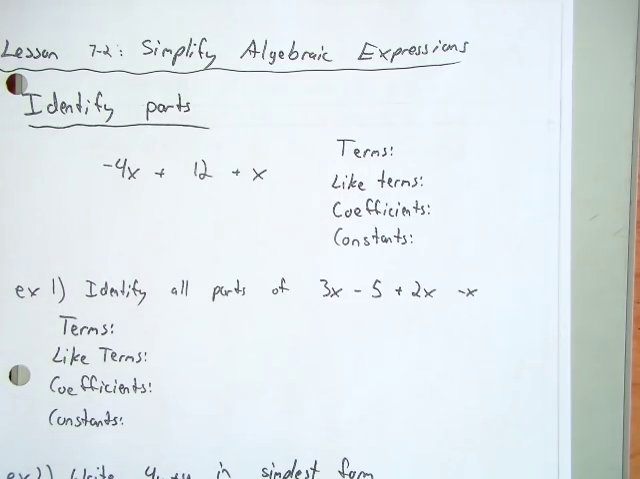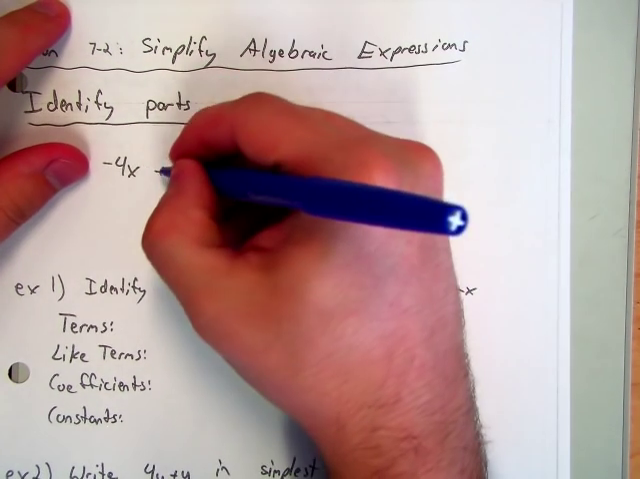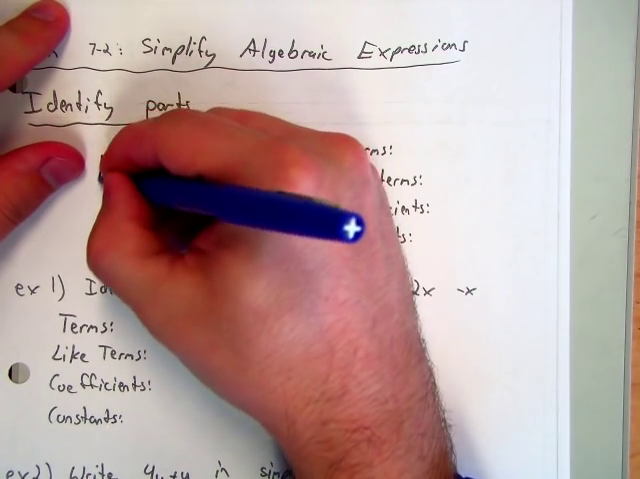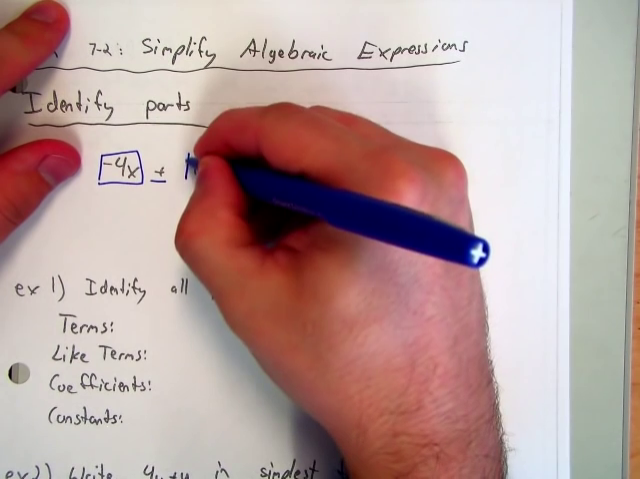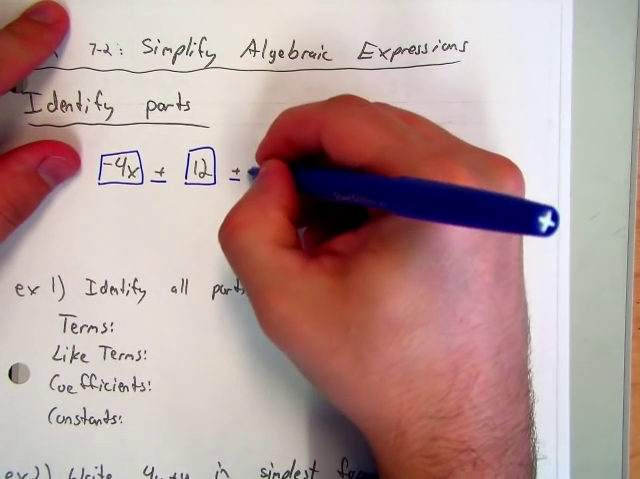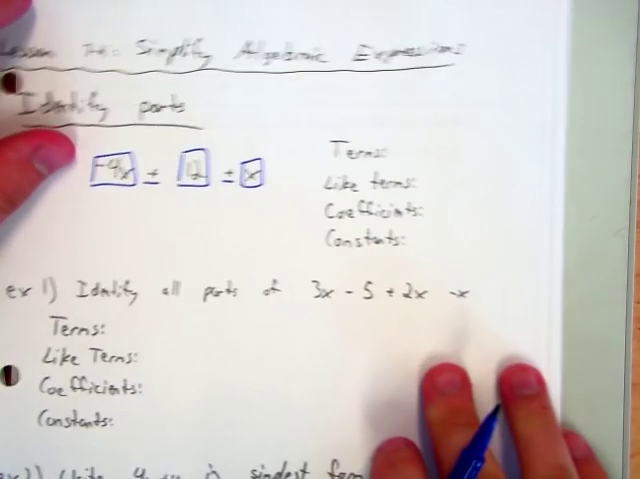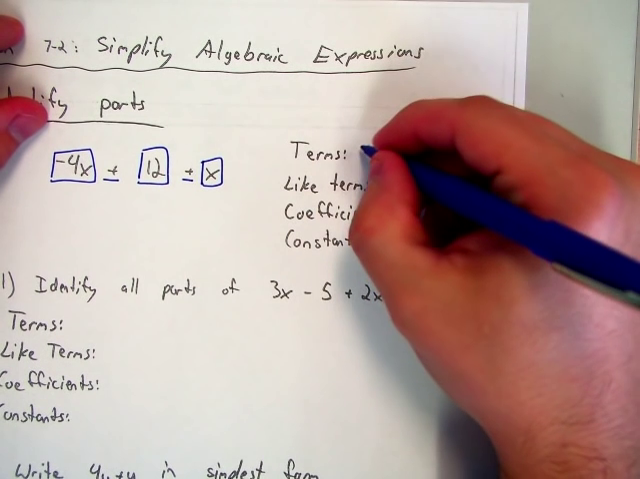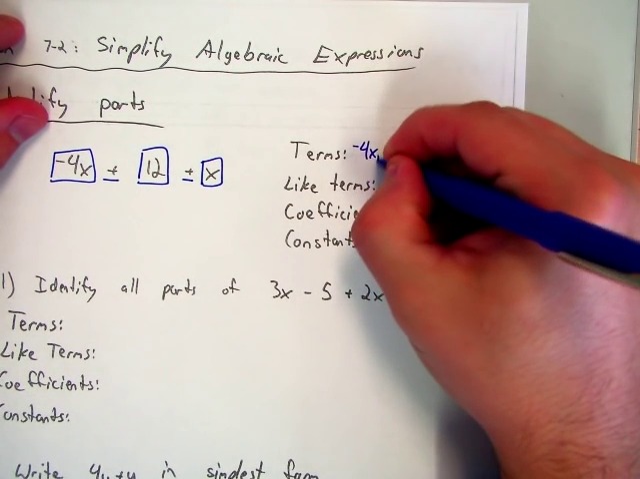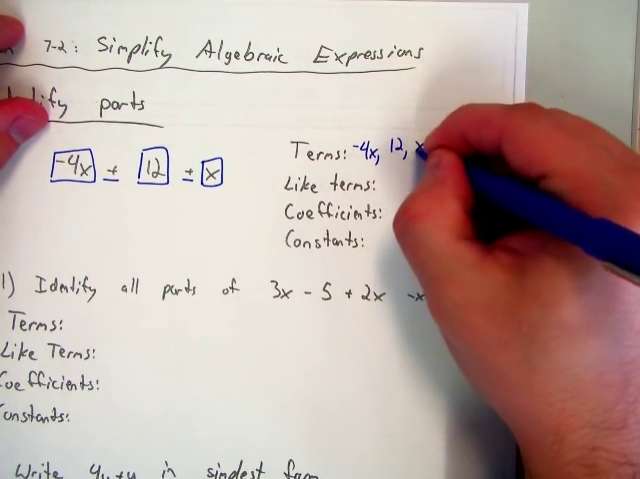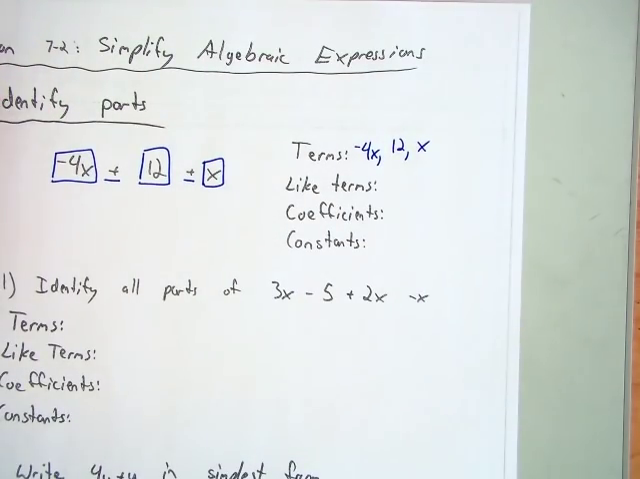So when we're looking at different parts of an expression, the terms are what is separated by addition signs. So here's an addition sign. So this is a term. That's a term. Here's another addition sign, and that's a term. So the terms, I'd write down 4x, 12, and x.